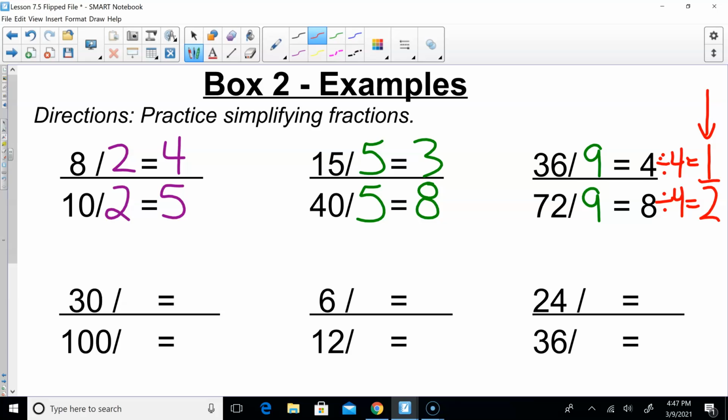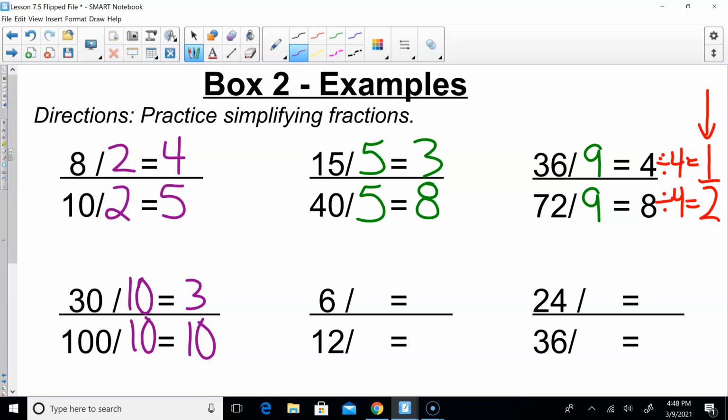Now notice I have 30/100. I could divide these by 2 because they both end in a 0. I could divide them by 5, but then I would also probably have to do that again. So I'm going to go for the biggest number that I can think of, which would be 10. If you're not sure, you start by 2 and then try another number. And if it works, you'd be able to find the simplest form doing it that way.